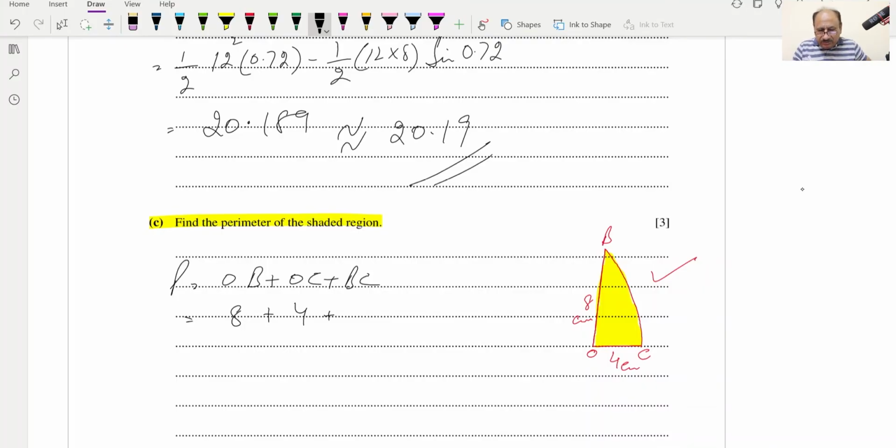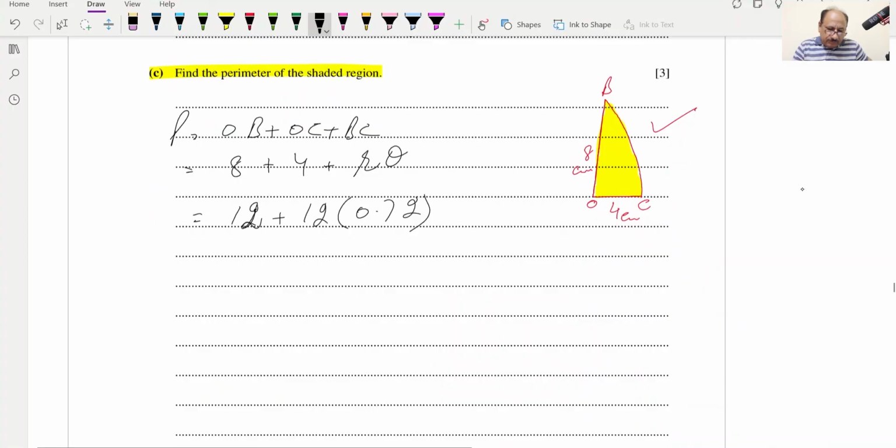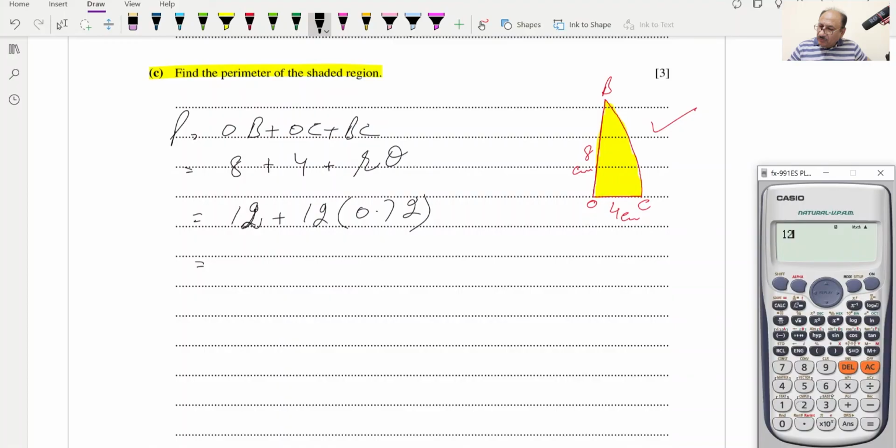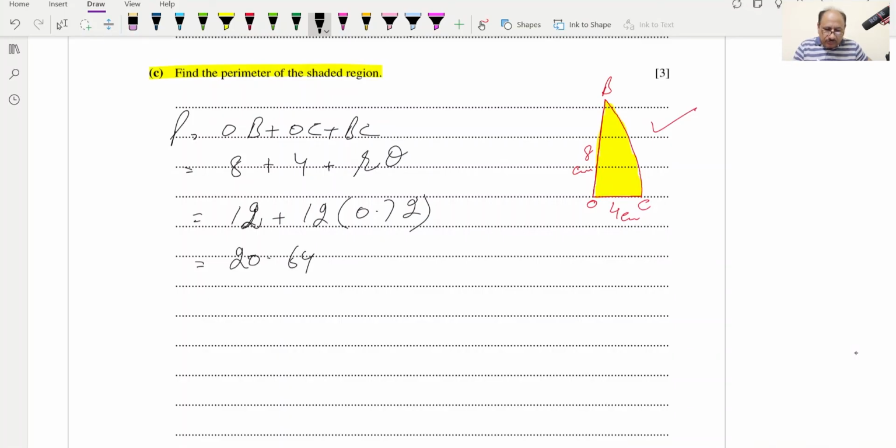will be Rθ. So Rθ, and this will be equal to 12 plus, the R value is 12 and θ is 0.72, which we found in the previous part. So we can use the calculator: 12 plus 12 × 0.72, and this will be equal to 516/25, which we can write as 20.64.